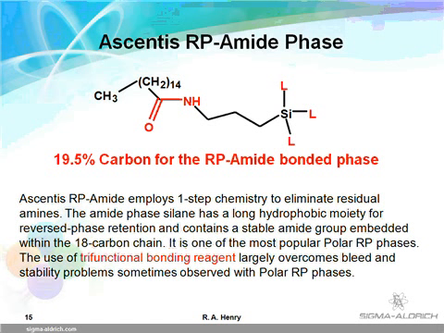Ascentis polar RP phases are more retentive than C18 and C8 phases for many polar solutes. Amides are part of a group of HPLC phases that are often referred to as embedded polar group, or EPG, phases. They include amides, carbamates, ureas, sulfonamides, and ethers.